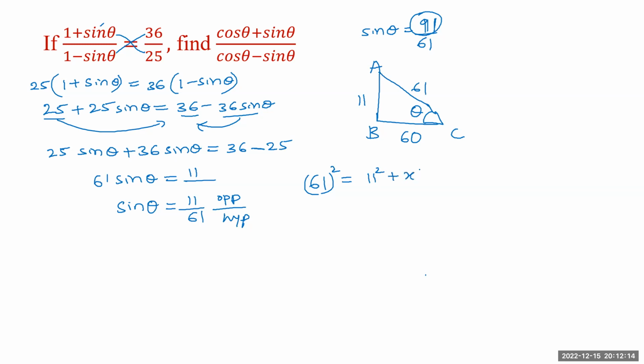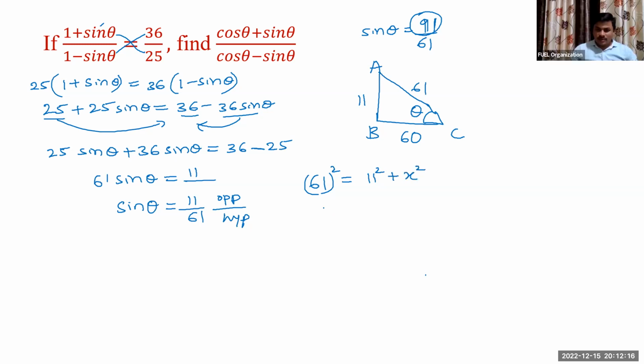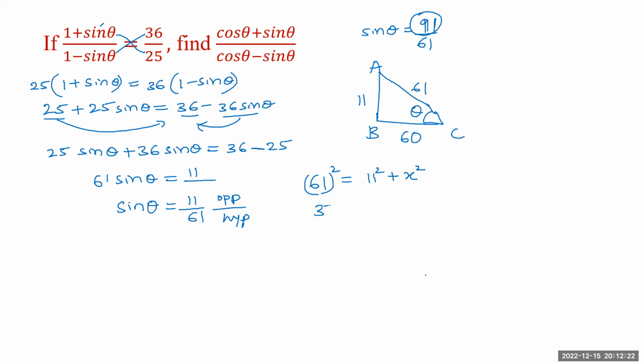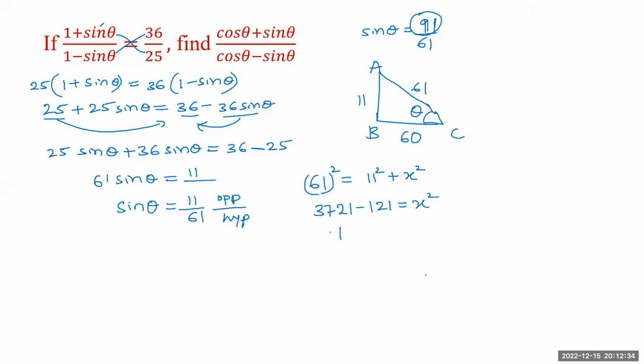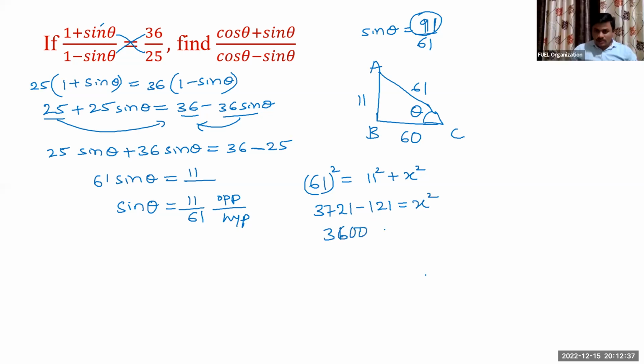This is x square, subtraction we should do. 61 whole square, how much we will get? 3721 minus 121 is equal to x square. If you subtract, you will get 3600. So 3600 is equal to x square. Therefore, x is equal to 60.